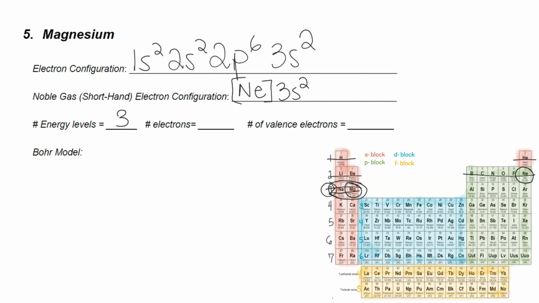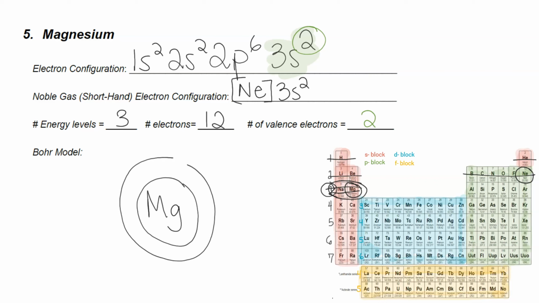We know magnesium has 12 total electrons from its atomic number. And then for number of valence electrons, this one's a lot easier because we only have 3 energy levels. So we just have 2 valence electrons. Both those valence electrons are in the 3s orbital. Our Bohr model should be easier to draw too this time because we only need 3 rings. Magnesium is Mg. 1 ring, 2 rings, and 3 rings.